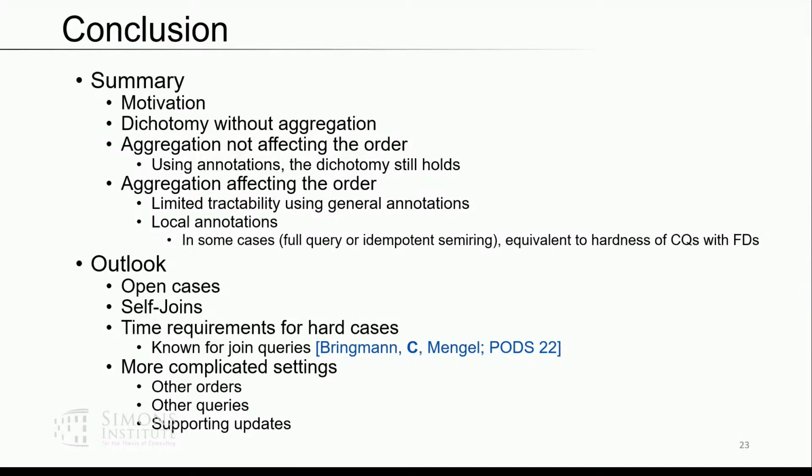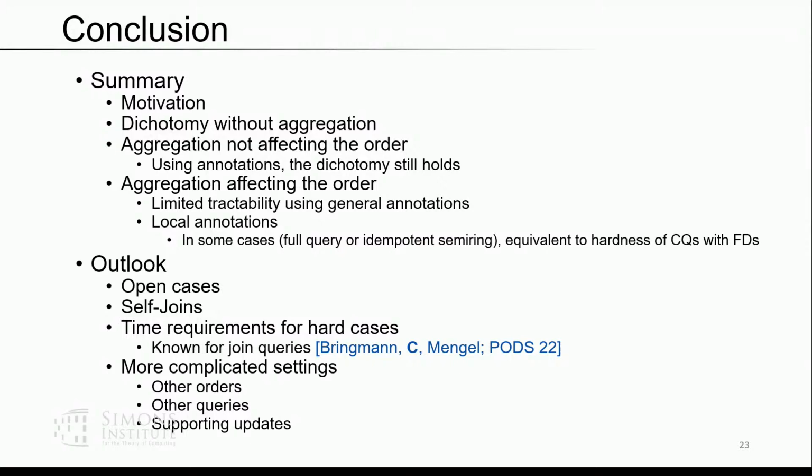Okay, future work. So first of all, as I said, this is ongoing and there are open cases and things we don't know how to classify. Regarding self-joins, self-joins is when you use the same relation in different atoms. So for the dichotomy without aggregation and when the aggregation doesn't affect the order, this actually holds just the same if you have self-joins or don't have self-joins. We have a proof for that. But when aggregations affect the order, then self-joins actually make things complicated, and all of our results are without self-joins. So it would be interesting to look at that and see what happens there.